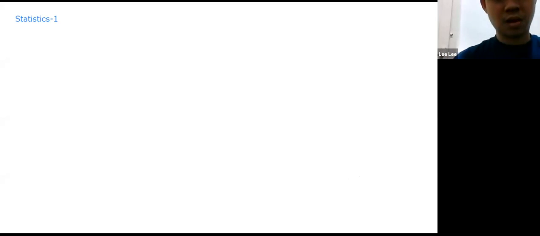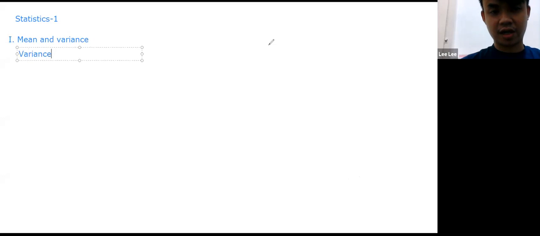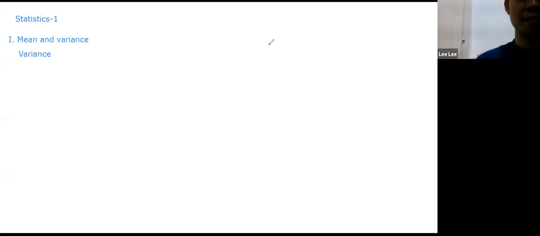So today, I think I will be teaching you starting from the mean and the variance only. So in E-maths, of course, you know what is mean already, right? Only need to revise about variance. Mean is average. So variance, the formula is given by sigma x squared over n minus x bar squared.